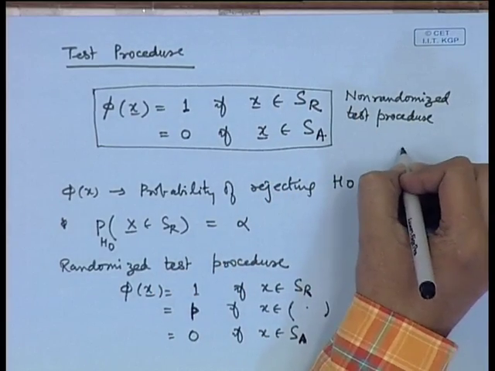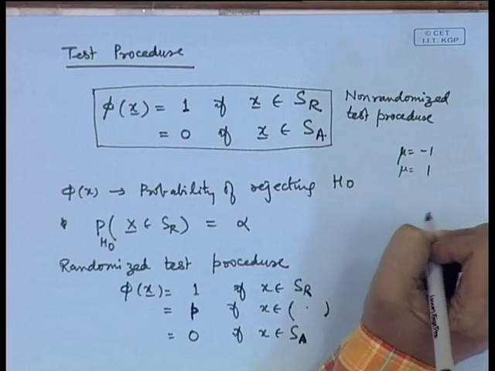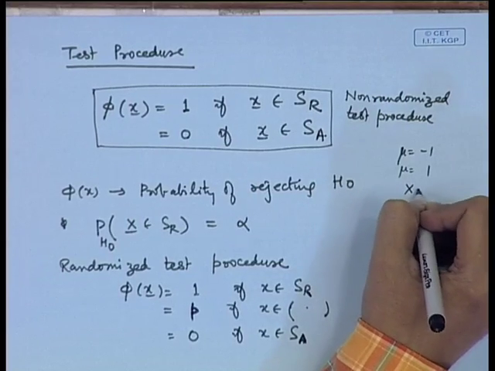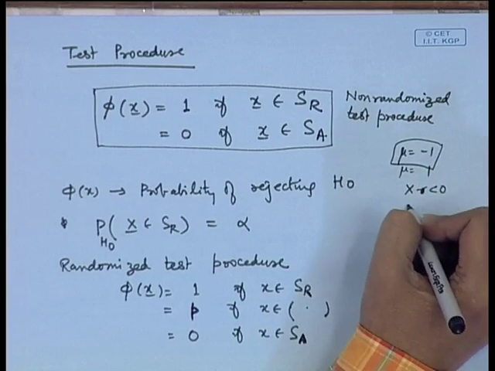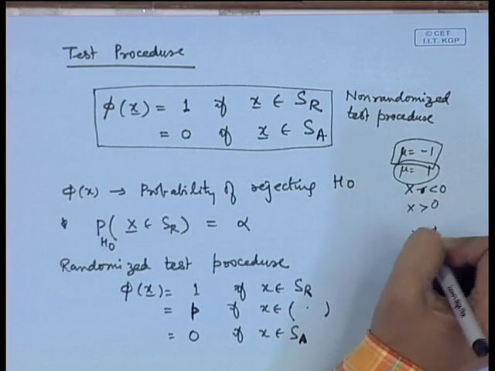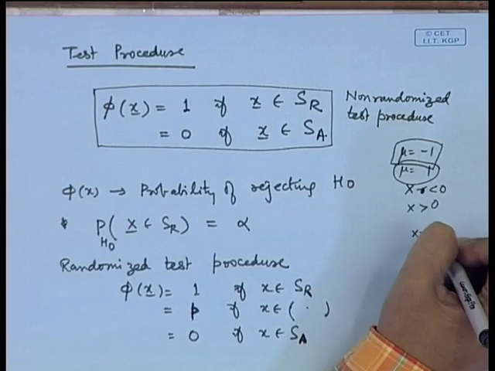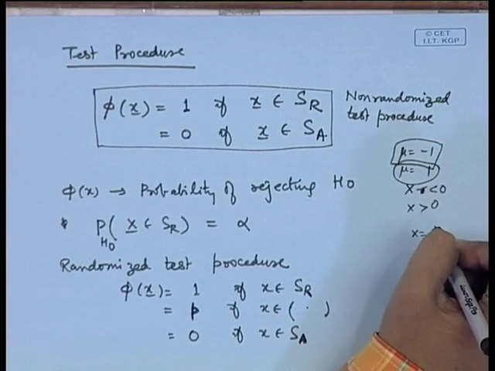This may be needed, for example, in a situation like testing mu is equal to minus 1 against mu is equal to 1, and our test is based on x. If x is negative, then you go in favor of the first, if x is positive you go in favor of the second. Now, what happens if x is equal to 0? Although the probability of this may be 0 in a continuous distribution, in a discrete distribution this may occur with a positive probability.